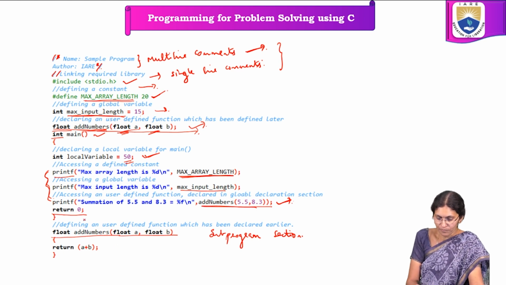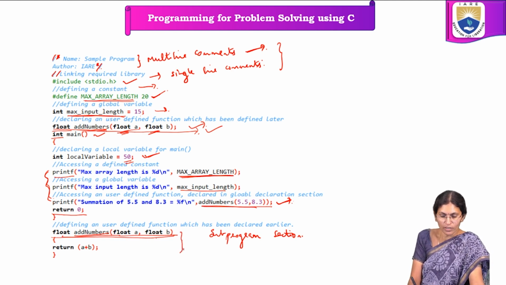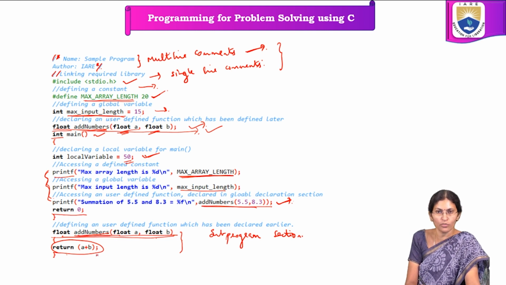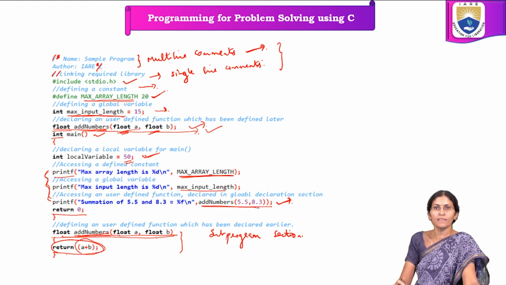We have defined the function add numbers, the prototype for which has been declared here. The return type of this is float and it has 2 arguments. Whatever the task of the function is, that is defined here. The function add numbers is used for adding 2 numbers A and B. So this is the basic structure of a C program.